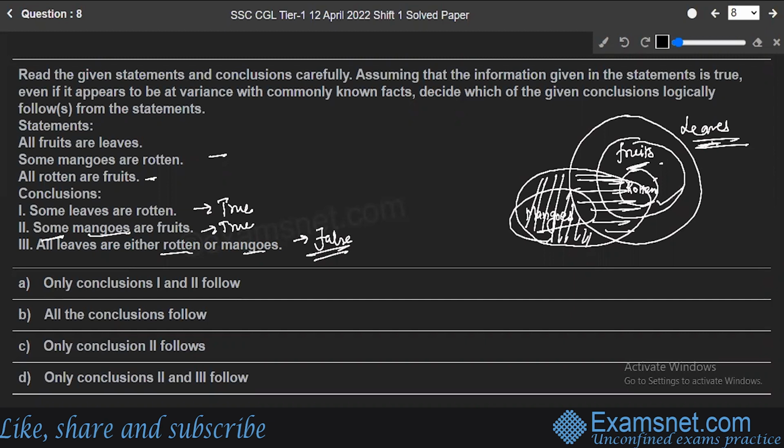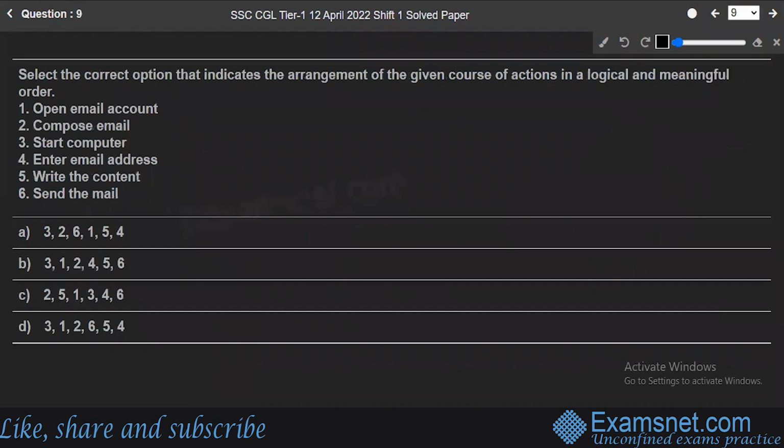Correct. So which one is true? Only the first option and the second option, they are true. Hence option A is the answer to the question. Hope you are clear. Next, question number 9.